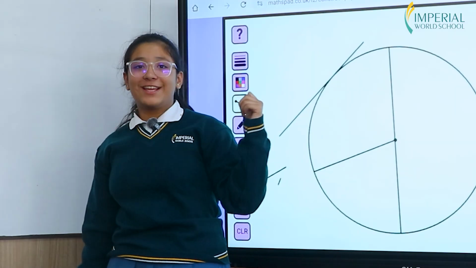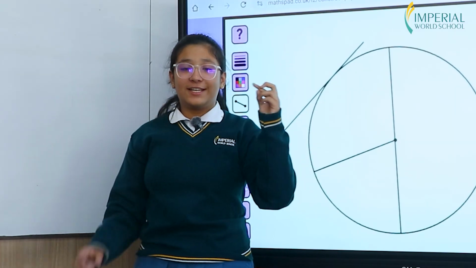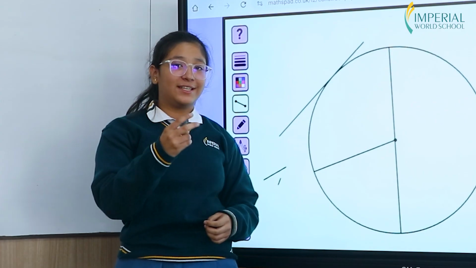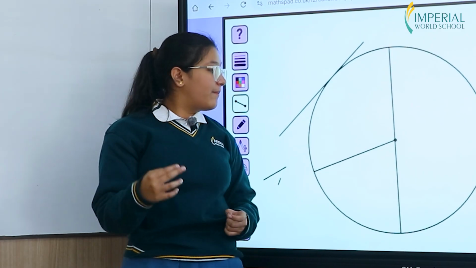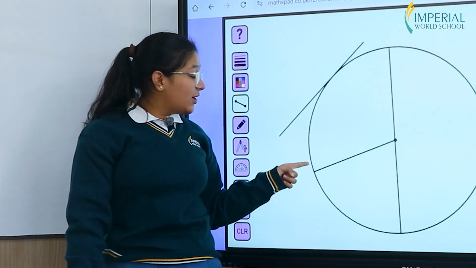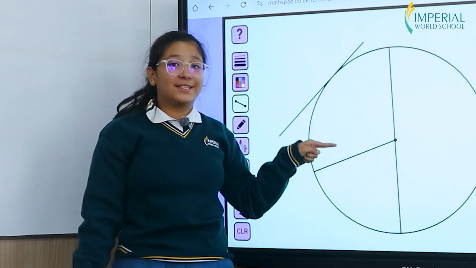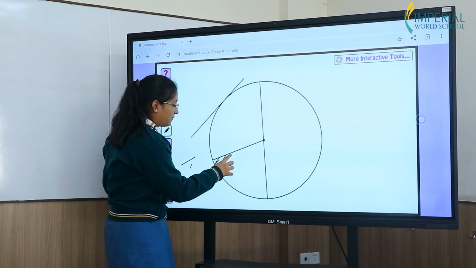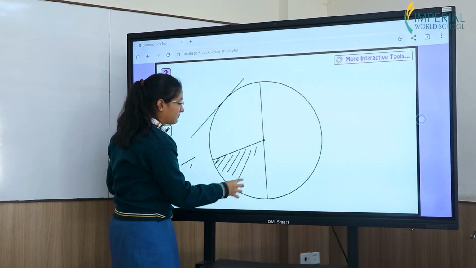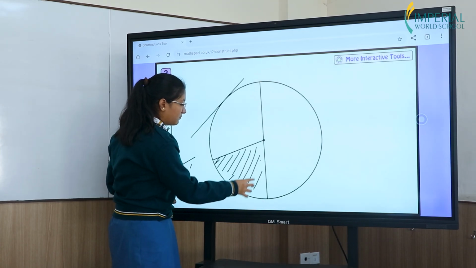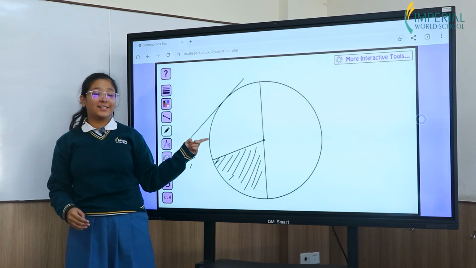The next component is a sector. A sector is an enclosed space formed by two radiuses and one arc. So, for example, there's a radius right here, a radius right here, and an arc over here. The enclosed space inside is called a sector.